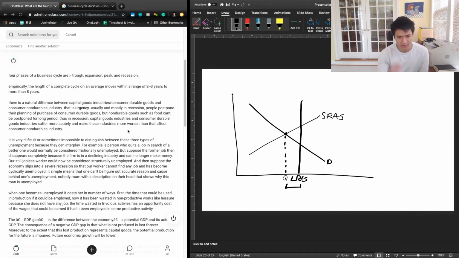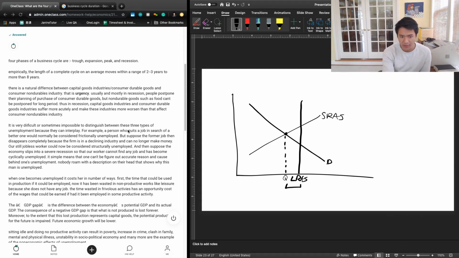So let's take a look at what the previous tutor said. I think for this question, the most important thing to understand is simply that this is the graph that we're talking about. The GDP gap is the difference between the economy's potential GDP, aka long-run aggregate supply, and its actual GDP. The consequence of a negative GDP gap is that what is not produced is lost forever. Moreover, to the extent that this lost production represents capital goods, potential production for the future is impaired. Future economic growth will be lower.